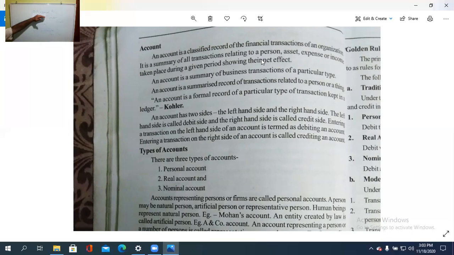So what is a personal account? It relates to several persons, me, you people, everyone, like Arpit, Anish, Aishwarya, Aparna, like that. So that is a personal account.